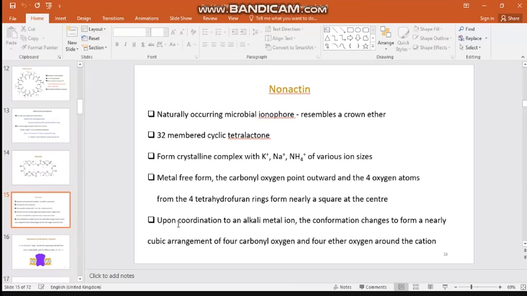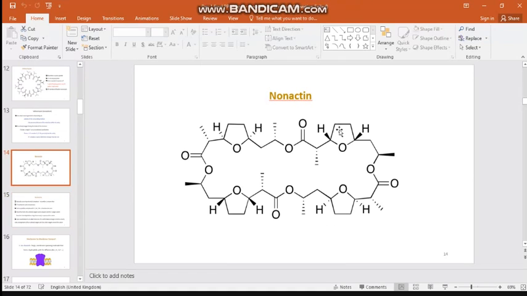Upon coordination to the alkali metal ions, the conformation changes to form nearly a cubic arrangement. A cubic arrangement is offered by the 8-coordination. So the metal ion will be present at the center, with 4 oxygen atoms coming from the bottom and 4 oxygen atoms coming from the top side. So it will form a cubic-like structure: 4 carbonyl oxygen and 4 ether oxygen.